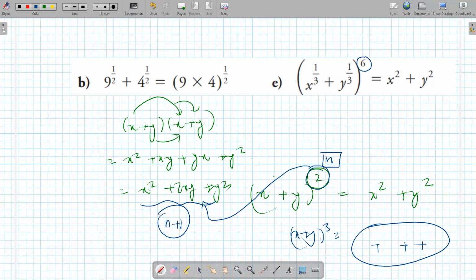Here's a power 6 here. If you open this bracket, how many terms are we expecting? 7. Exactly, you're expecting 7 terms. On the right side here, we only have 2 terms. So is that true or false? False. False, that's right.